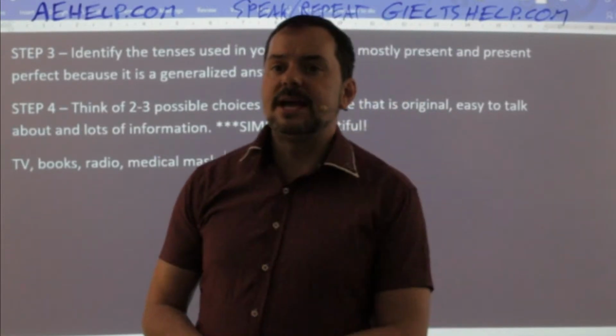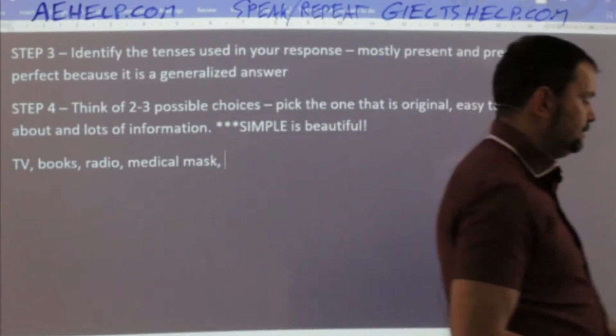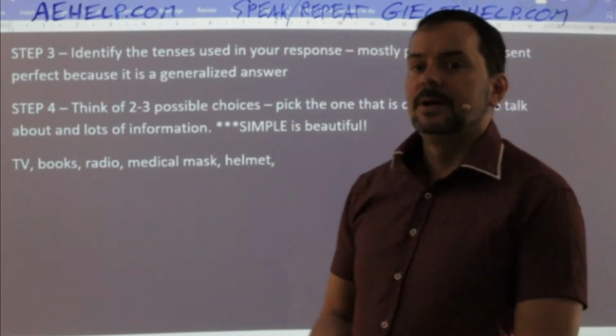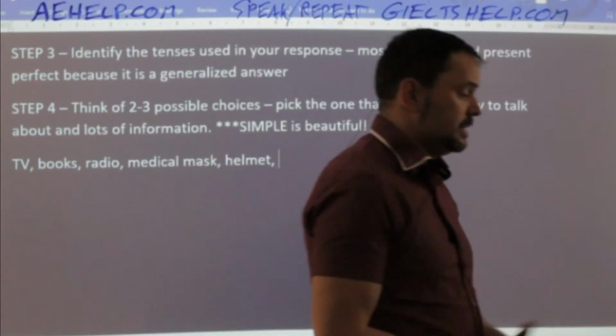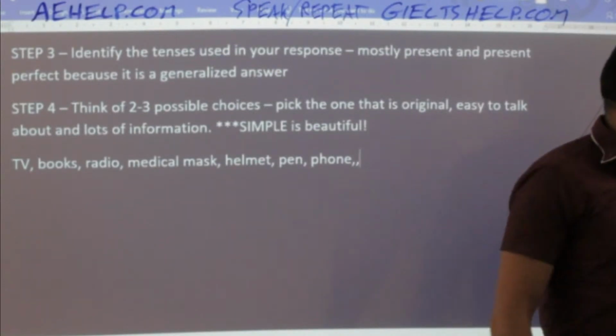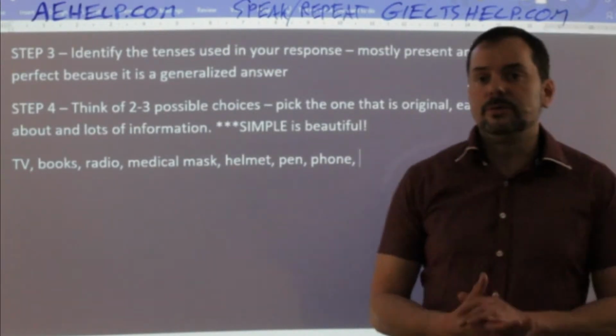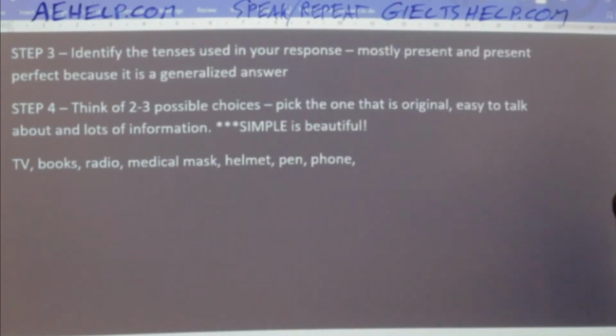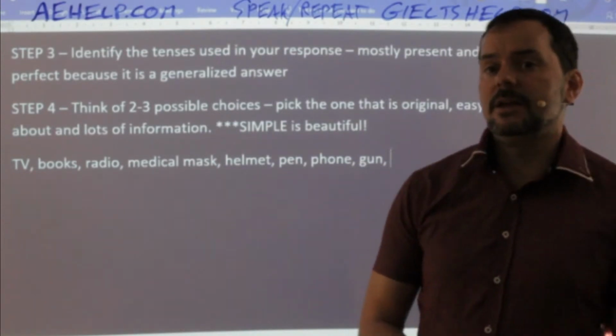Nico says a helmet could be a good idea. Yep, I agree. A helmet could be a good idea as well. All right. Rashika says pen. Yep. Phone as well, of course. Okay. Some of these ideas aren't too original yet. Of course, weapons, gun, for example, is definitely an object.